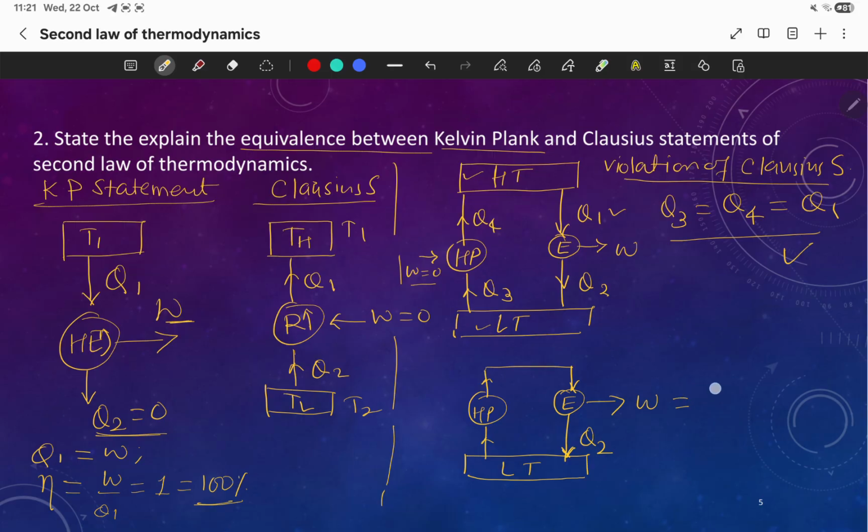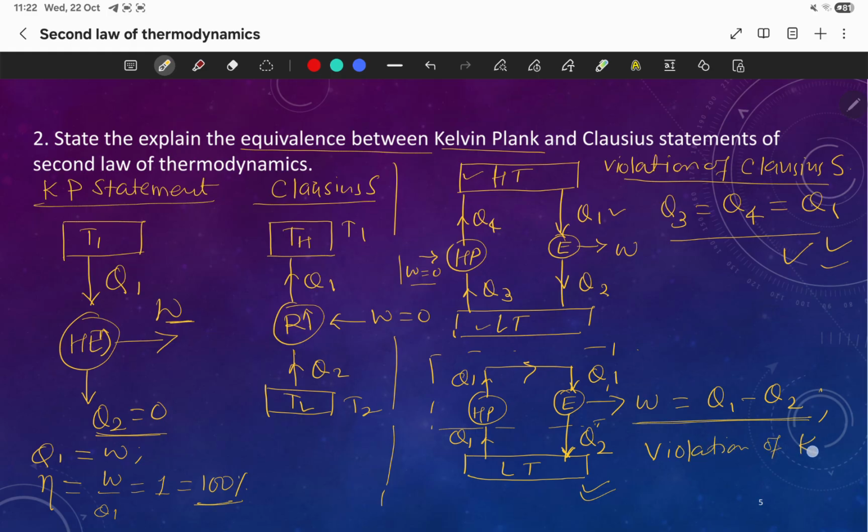Okay, W is Q1 minus Q2. Here we will get Q1, and this Q1 will come into this heat engine from this relation. If I make this a system, you can see this heat engine is producing this amount of work while exchanging heat with only a single thermal reservoir. So this is a violation of the Kelvin-Planck statement.